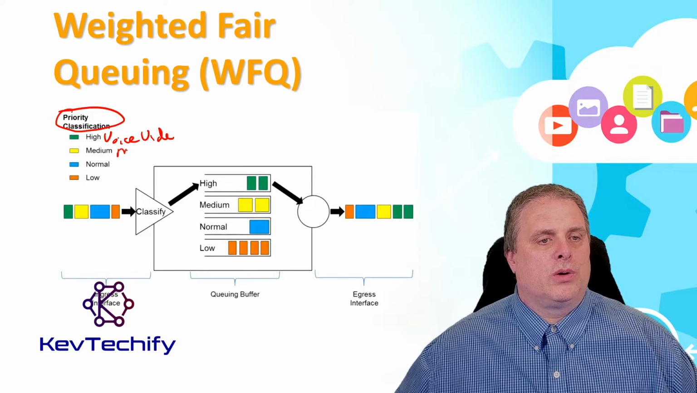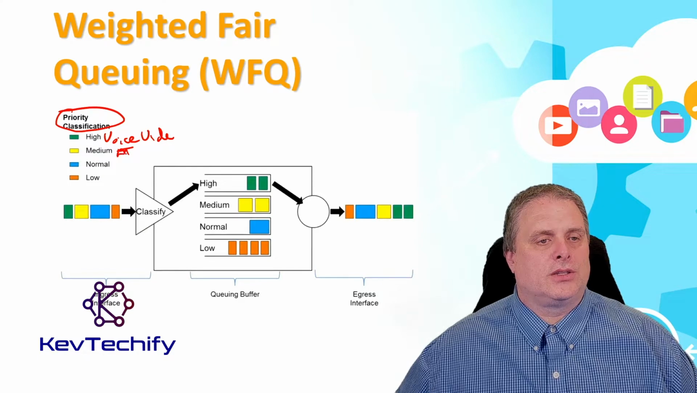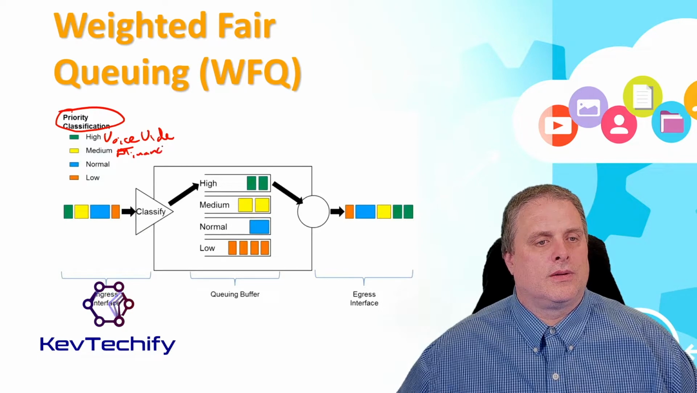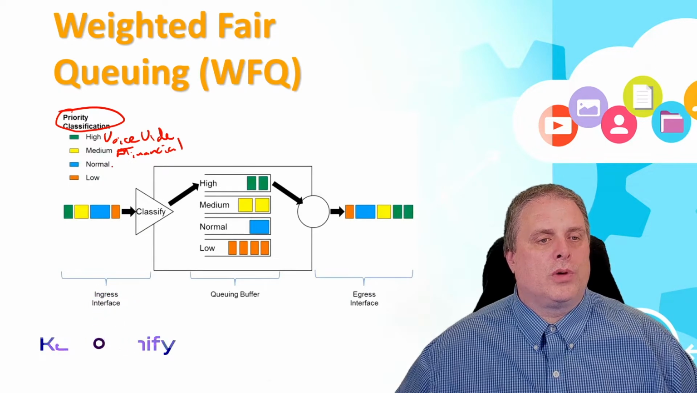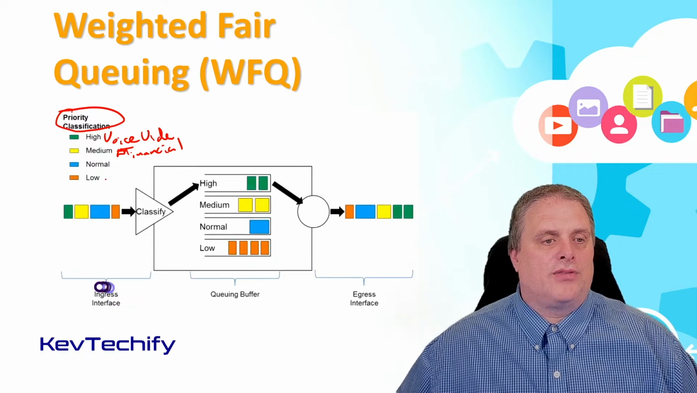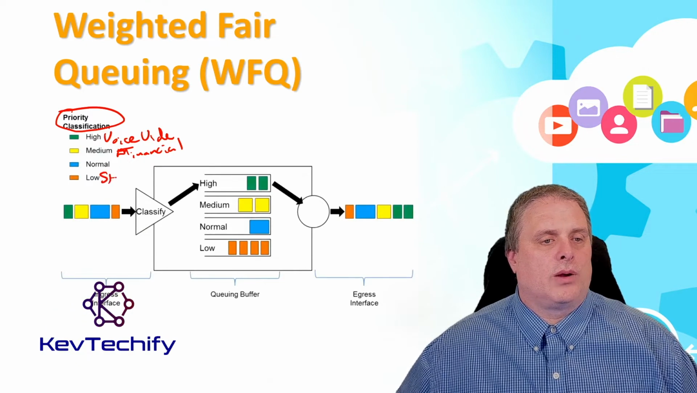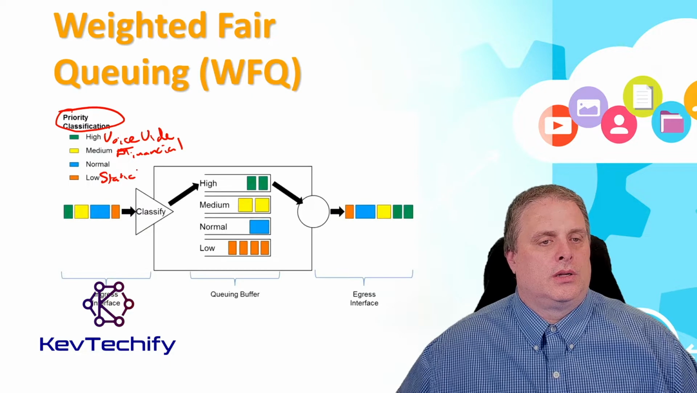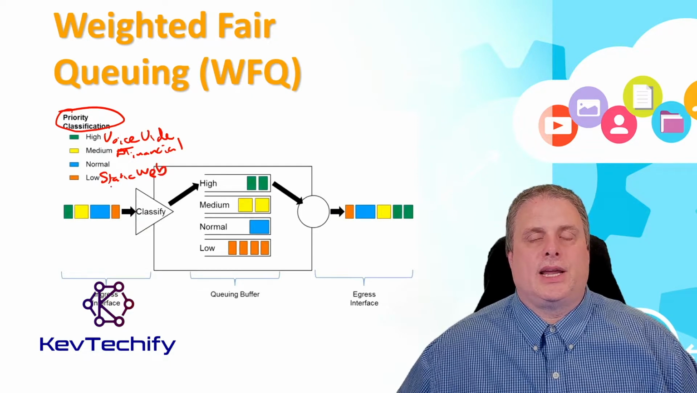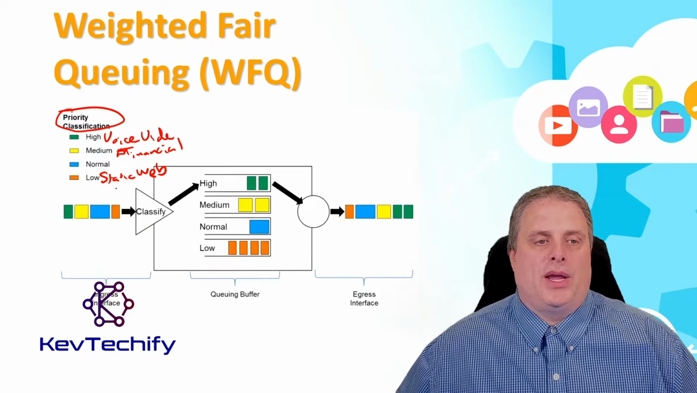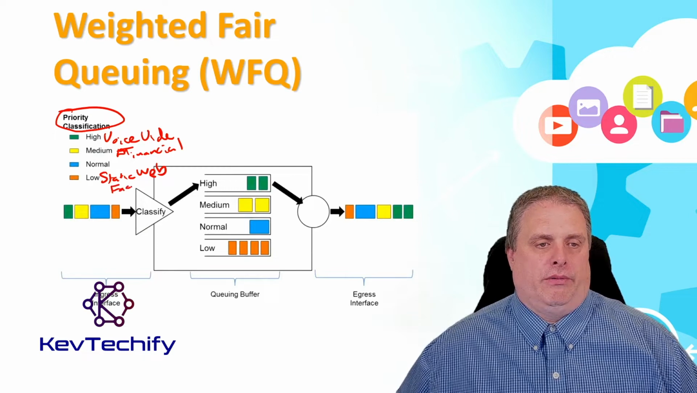Medium would be your financial. Normal would be standard traffic, and low would be static web pages. Or some people would say non-essential business web pages. You would throw Facebook into here.